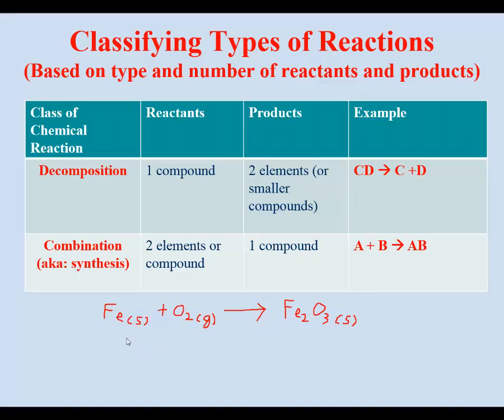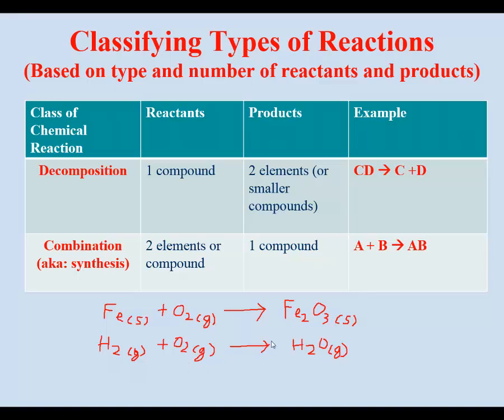Now another combination or synthesis reaction would be taking, let's say, hydrogen gas. When you looked at your hydrogen balloon examples in the first lab of the semester, we can have hydrogen gas combining with oxygen gas. And then we can end up forming water vapor. So that's a combination reaction. I have the elements of hydrogen and the elements of oxygen combining to form a more complex compound. So there's another combination reaction.